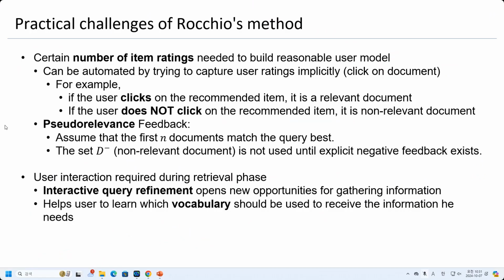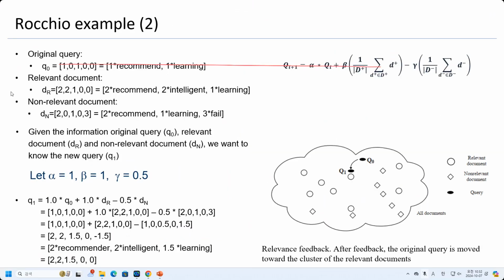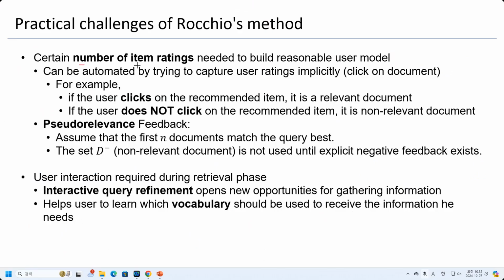First, the number of item ratings needed to build a reasonable user model. If you look at this, it is already determined that this book is relevant and this book is non-relevant. But how can we know that this book is relevant and that one is not? We need to rely on the rating. If we don't have the rating, then we cannot tell relevant from non-relevant. That's why we need the number of item ratings to build a reasonable user model.